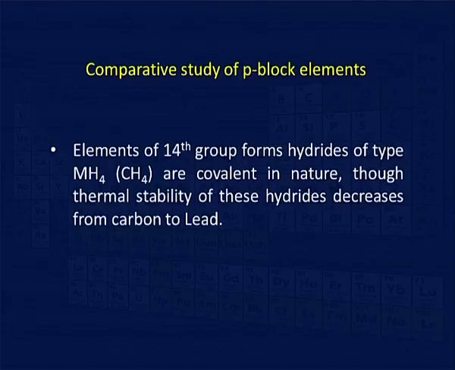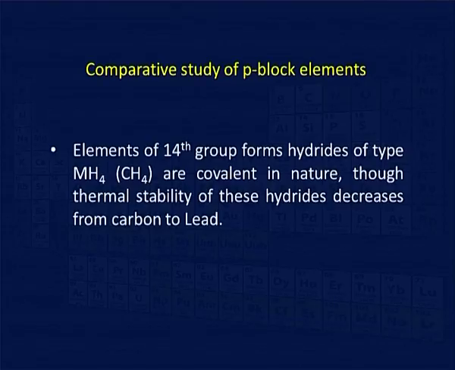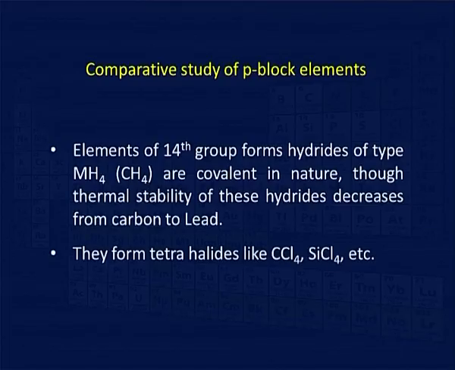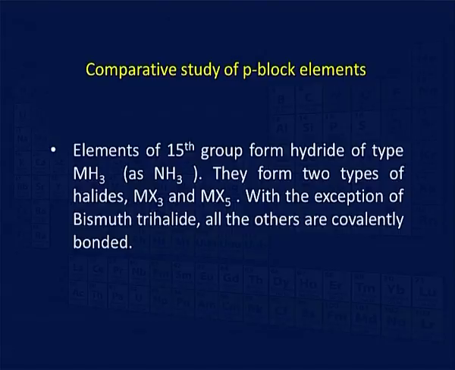The elements of the 14th group form hydrides of type MH4, like CH4 for carbon, which are covalent in nature, though the thermal stability of these hydrides decreases from carbon to lead, that is, as you move from top to bottom in the group. They form tetrahalides like CCl4, carbon tetrachloride, used as a solvent, and silicon tetrachloride likewise. The elements of the 15th group form hydrides of type MH3, like ammonia. They form two types of halides, MX3 and MX5. With the exception of bismuth trihalide, all the others are covalently bonded.